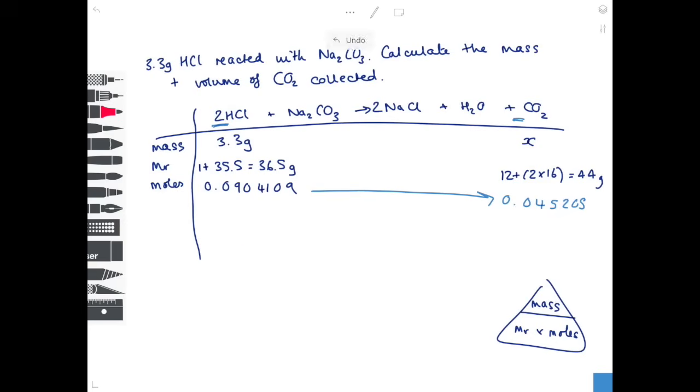And now we're ready to work out the unknown mass of carbon dioxide, which is mass equals MR times moles. We've already calculated the MR, which is 44. Moles is 0.045205. And that is 2 grams to 3 significant figures.